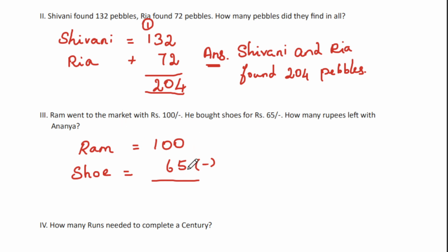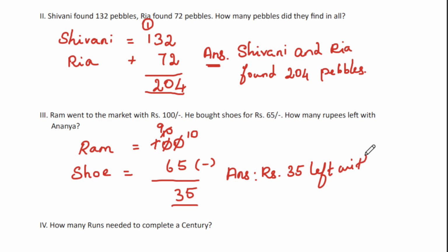Zero cannot be subtracted by 5, so you can borrow this one. So this becomes 10. So again you have to borrow 1 from this number. So this becomes 9 and this becomes 10. And 10 minus 5 is 5. 9 minus 6 is 3. 35 rupees. So how many rupees are left? Answer. You have to write rupees, okay? Rupees 35 left with Ram.